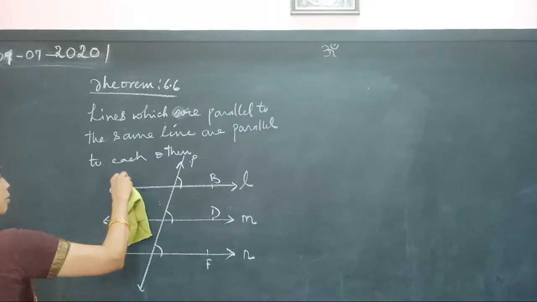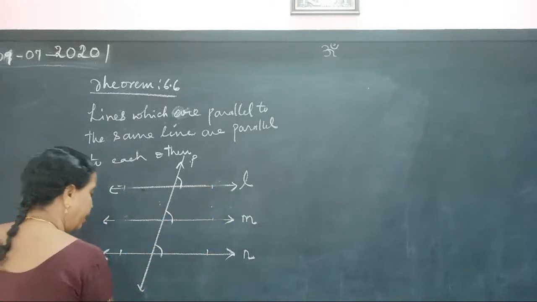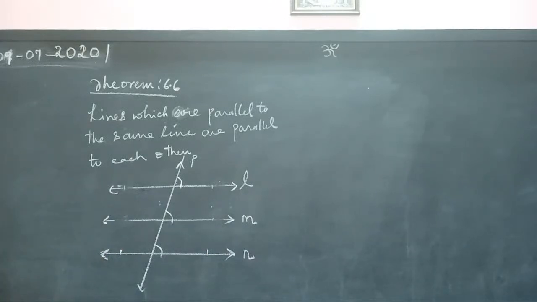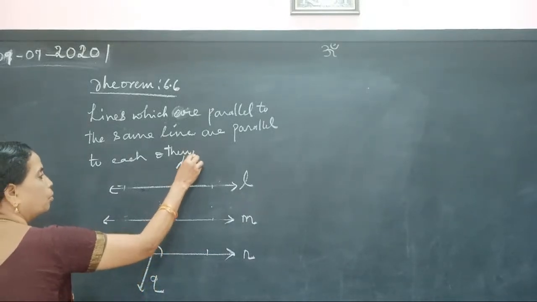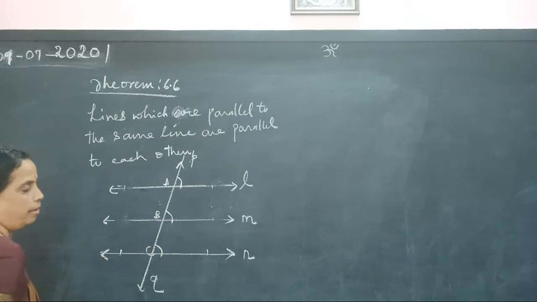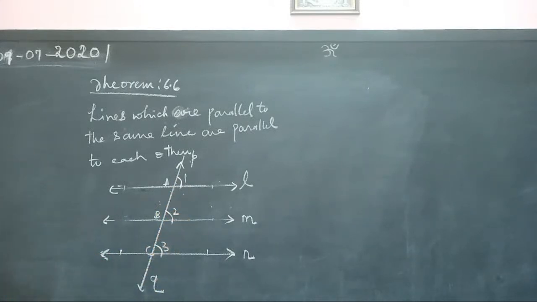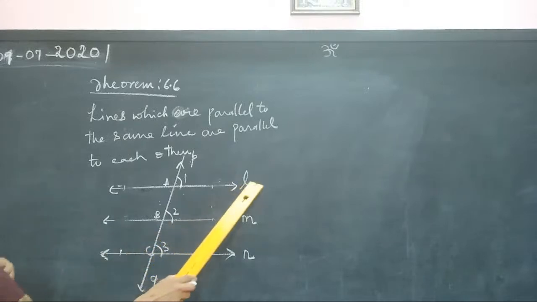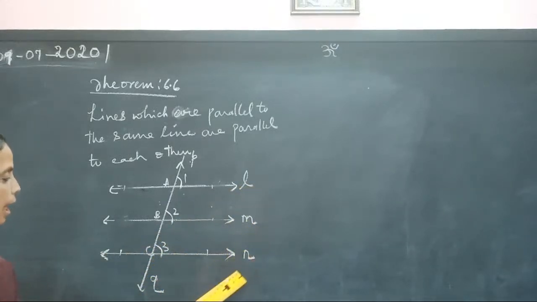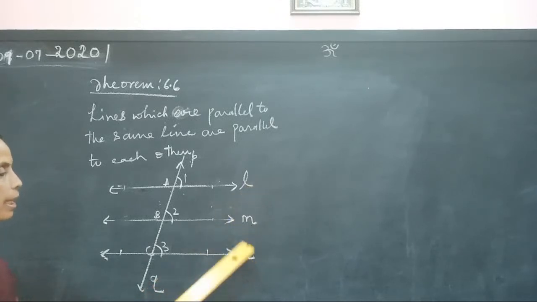These angle letters are not necessary. Just consider lines L, M and N intersected by a transversal PQ at A, B, C. Here, line L is parallel to M. Line N is parallel to M. So, we have to prove L is parallel to N.